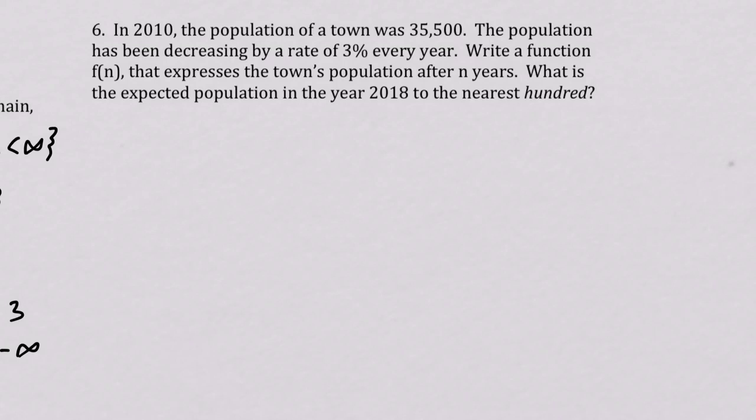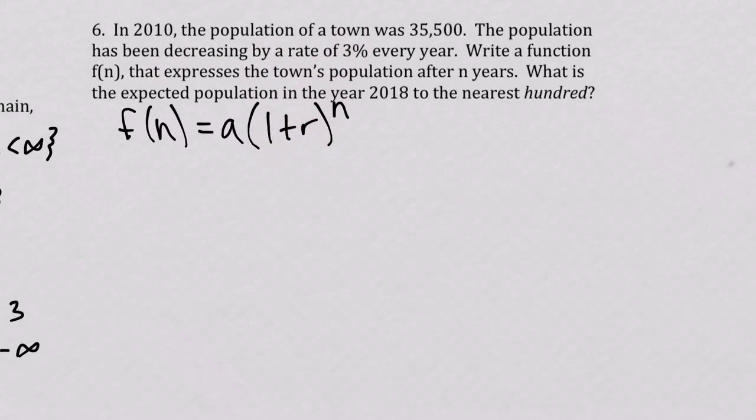So they want us to write a function, f of n, that is going to look like this. Anytime you have a percent change, you're going to use this formula right here. If it's increasing by a certain percent, then r is positive. But if it's decreasing by a certain percent, then r is going to be negative, in which case it would not be 1 plus a number, it'll be 1 minus a number, right?